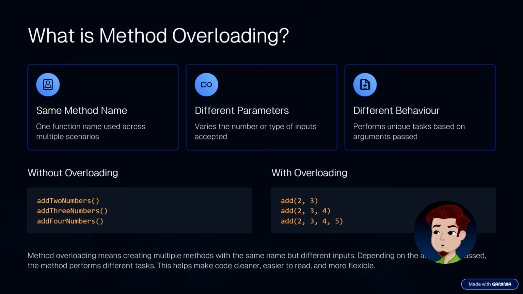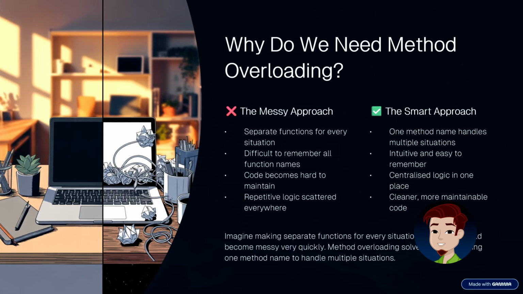Now you may ask, why do we even need method overloading? Imagine if method overloading did not exist. You would have to create separate functions like add two numbers, add three numbers, add four numbers, and so on. Now imagine this in a huge project with hundreds of features. The code would become extremely messy and difficult to manage. Method overloading solves this problem by allowing one method name to handle multiple situations smartly.